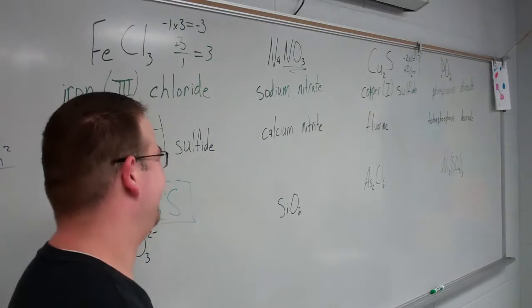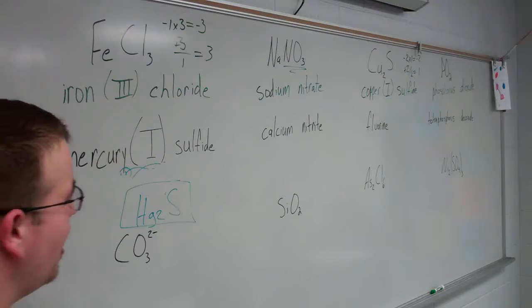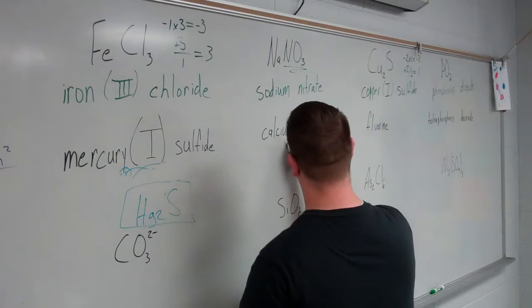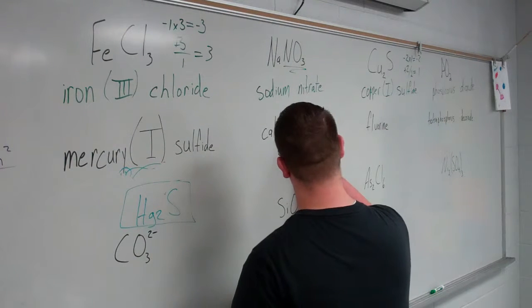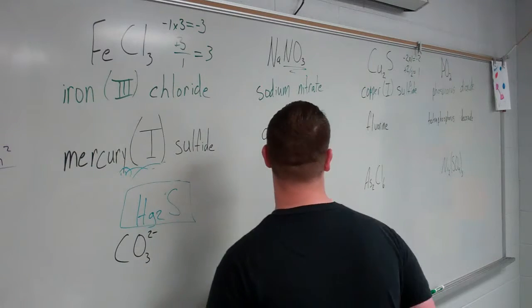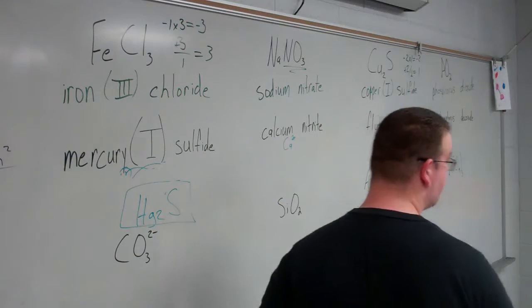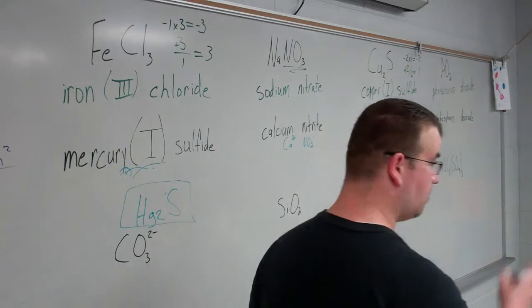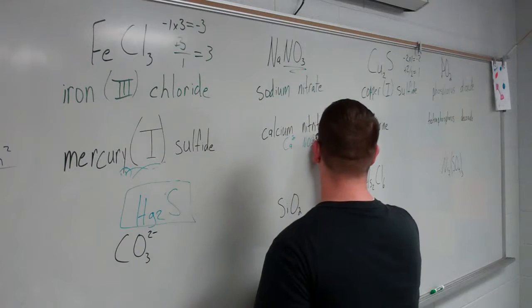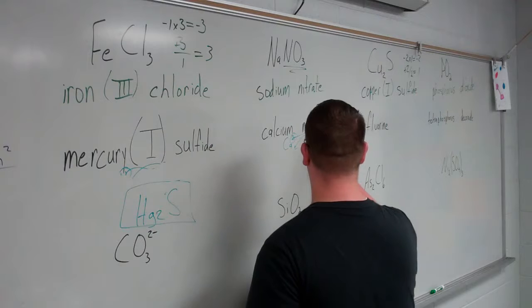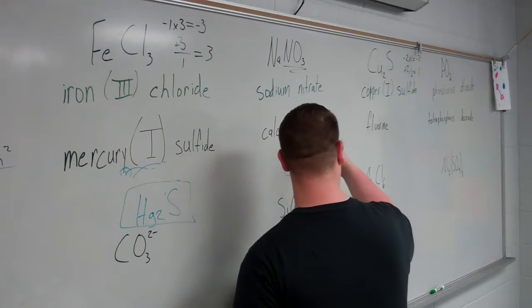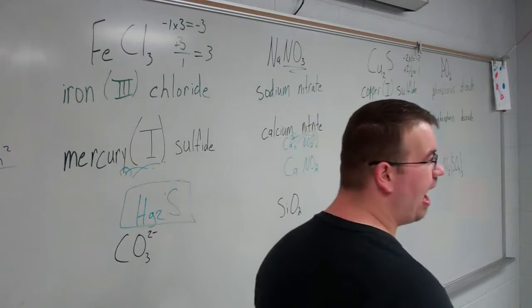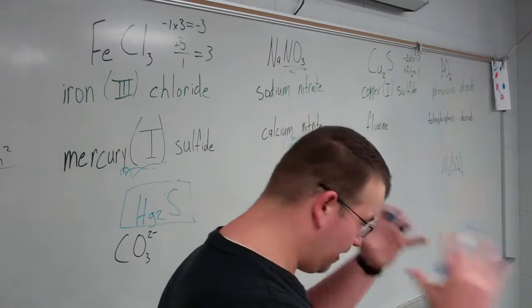All right. So let's go here. Calcium nitrite. What we got? Calcium, Ca, what's the charge? Plus 2. Nitrite, NO2, NO2 negative. Cross them. I did this one on purpose here. Ca1, NO2, but I need 2 of them. So how do I get it to where I have 2? Parentheses and 2 on the outside.